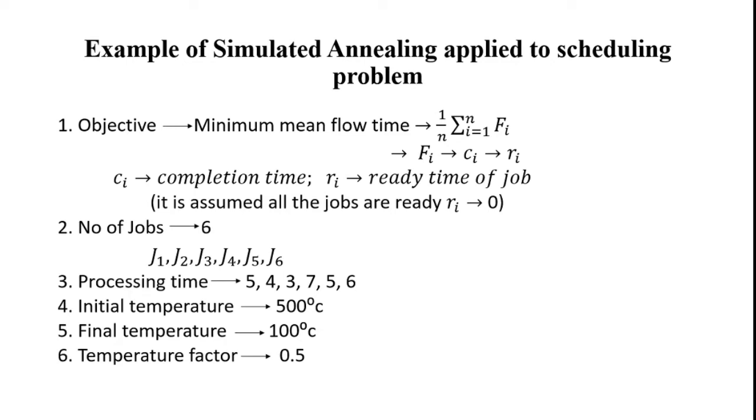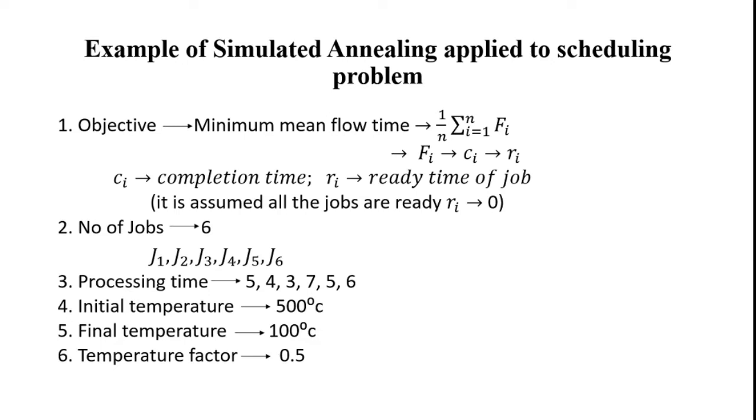The number of jobs for this problem is 6, so the jobs are named J1, J2, J3, J4, J5 and J6. The processing times of the respective jobs are: J1 is 5 minutes, J2 4 minutes, J3 3 minutes, and similarly 7, 5 and 6 minutes for the other jobs available in the manufacturing process.